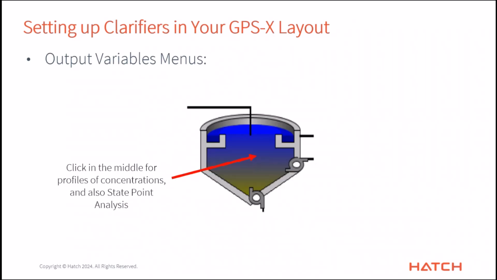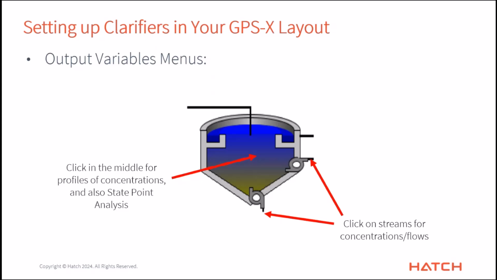So if you right click in the middle of a GPS-X object, as you may know, in many of the objects, the layered ones like the clarifier and the plug flow tank, you can get to other menus that you wouldn't be able to get to otherwise. So if you click in the middle of this, you'll get profiles. You're going to get the concentrations from the top all the way down. You're going to get 10 values of total suspended solids, for example. So you can right click there. And then also there's a couple of other things in here too, including the state point analysis graph.